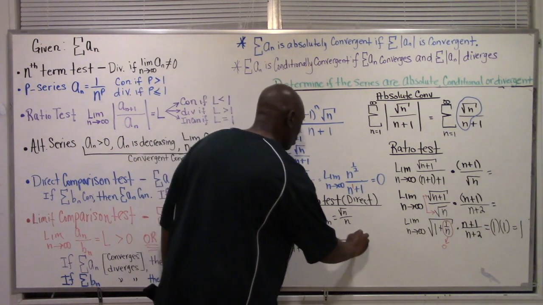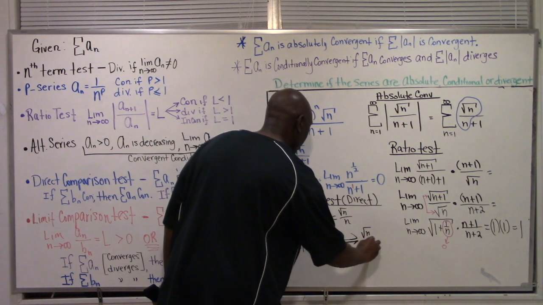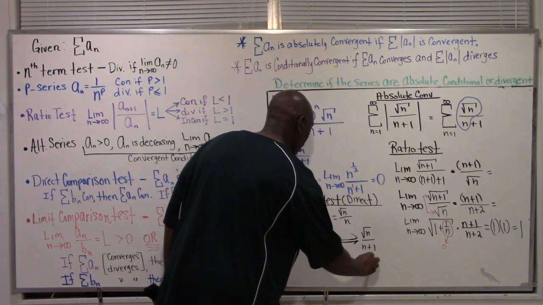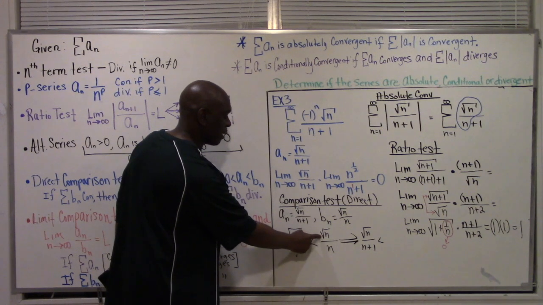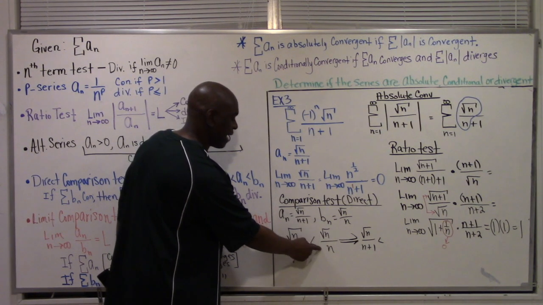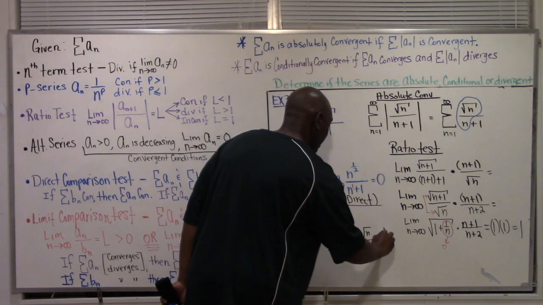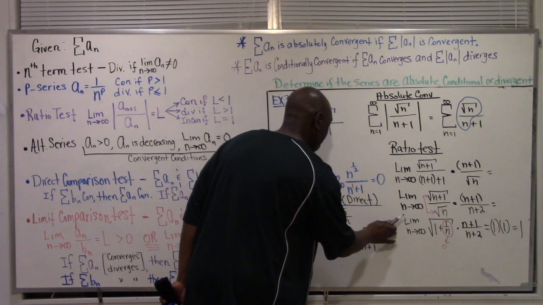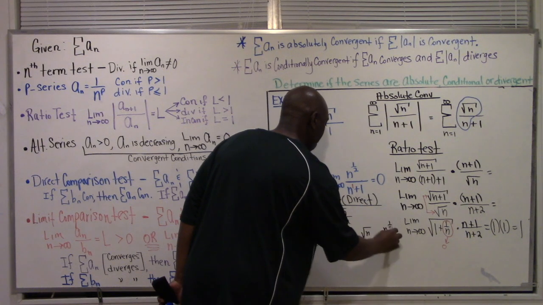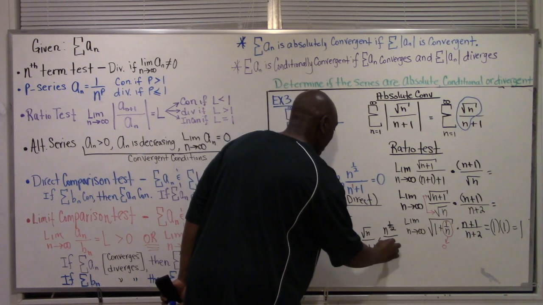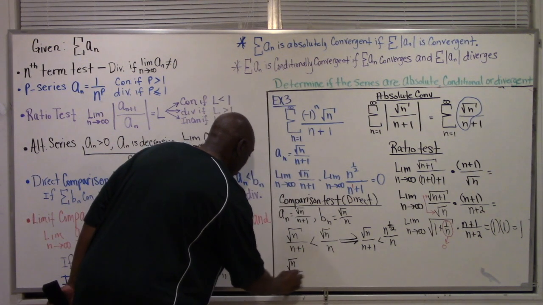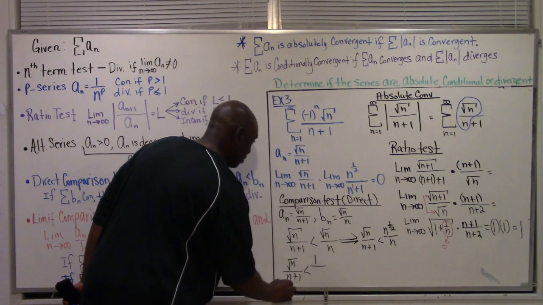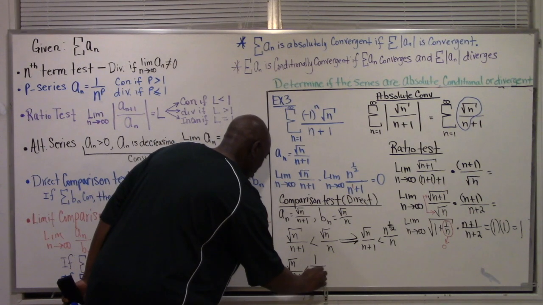We can write this as the square root of n over n plus 1 is less than, let's rewrite this. This is n to the 1/2 over n, n to the 1/2 divided by n. We can rewrite it again. That's going to give me the square root of n over n plus 1, which is less than 1 over n to the 1/2.